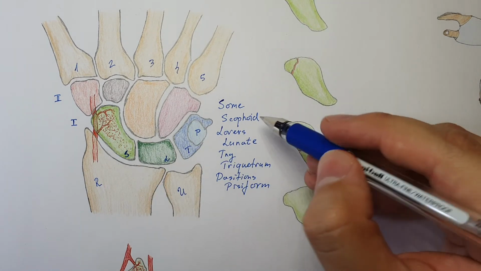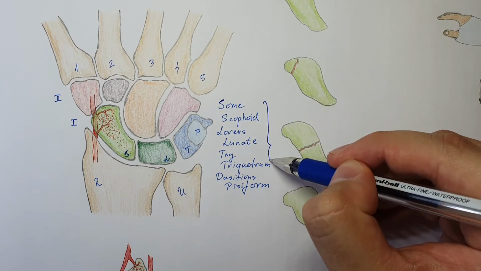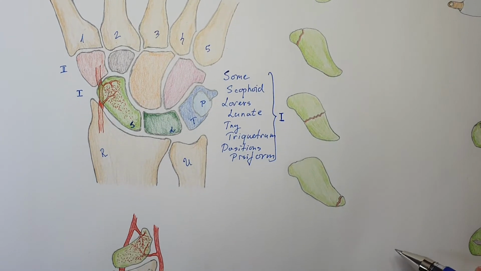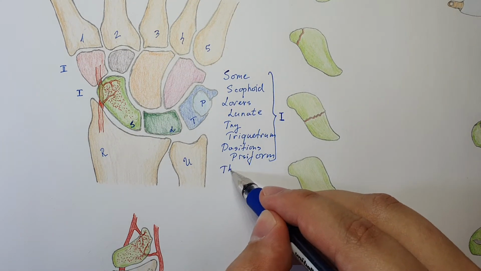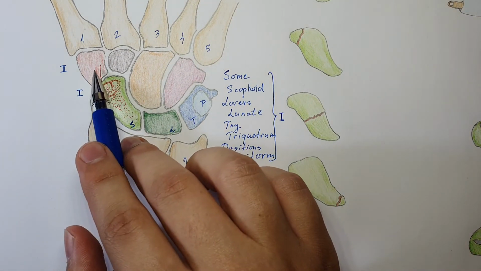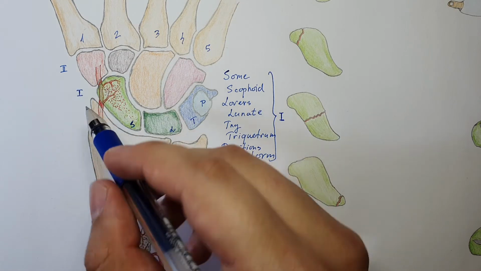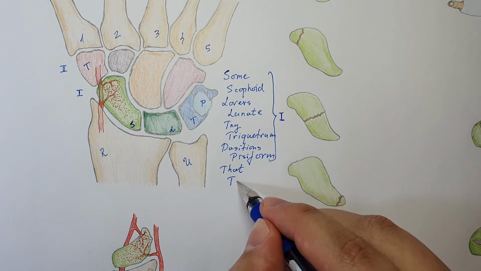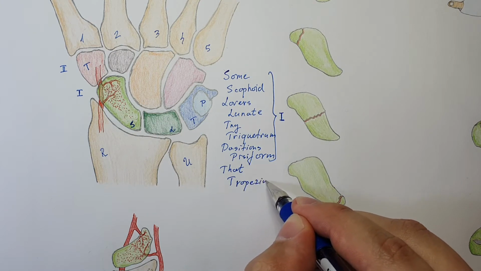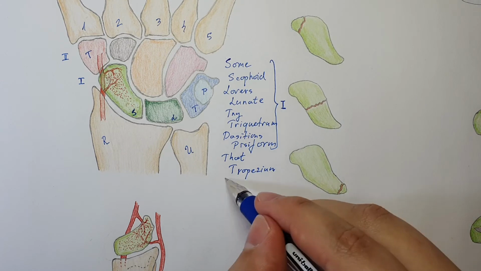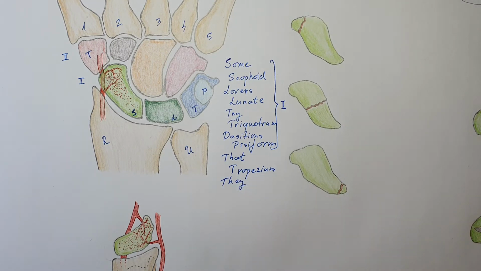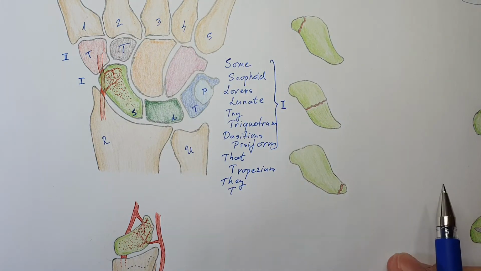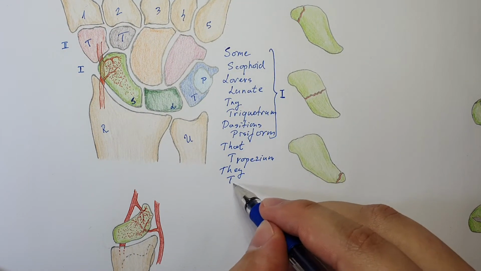For the second row: "Some lovers try positions that" for the first row. Then "They" for this bone, the trapezium. So T for trapezium. "Can't"... no, "They" for the trapezoid, this would be the trapezoid bone.